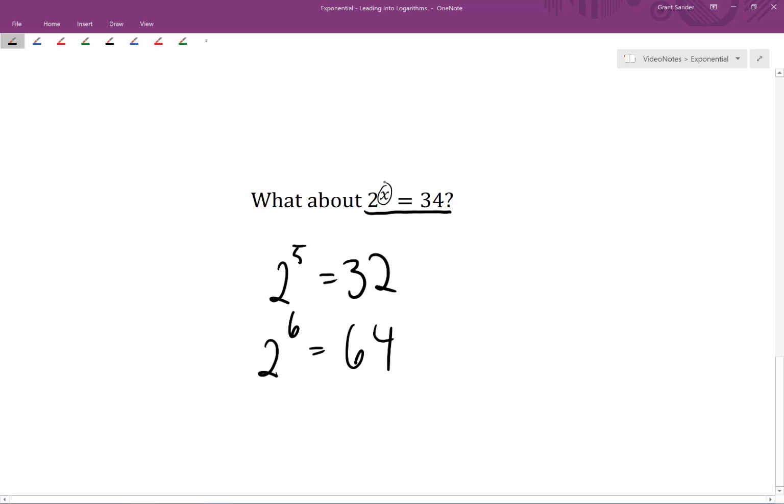Now we could solve this equation graphically by graphing y equals 2 to the x and graphing y equals 34 and finding an intersection point and so on. But that only gives us an approximation. So in this investigation, we're going to introduce a new tool called logarithms to help us determine exact answers to equations like this. So finding the exact exponent on a certain base needed to produce a certain result.